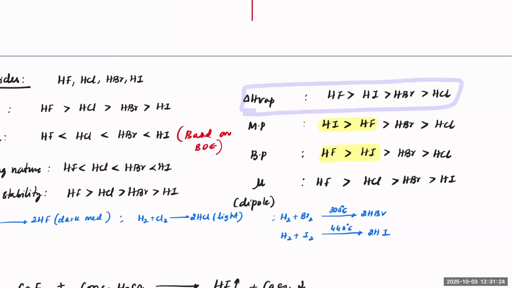Now notice delta H of vaporization. Vaporization wise, HF will have a very strong bonding, so the delta H of vaporization required, that means the energy required, will be more. Got it?